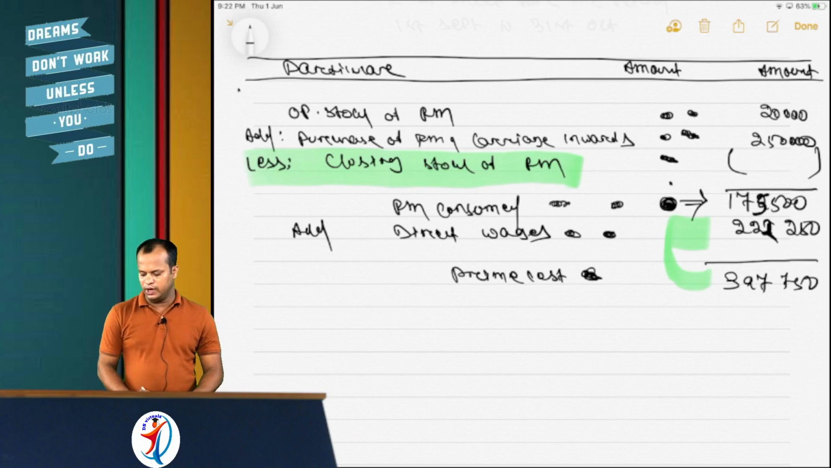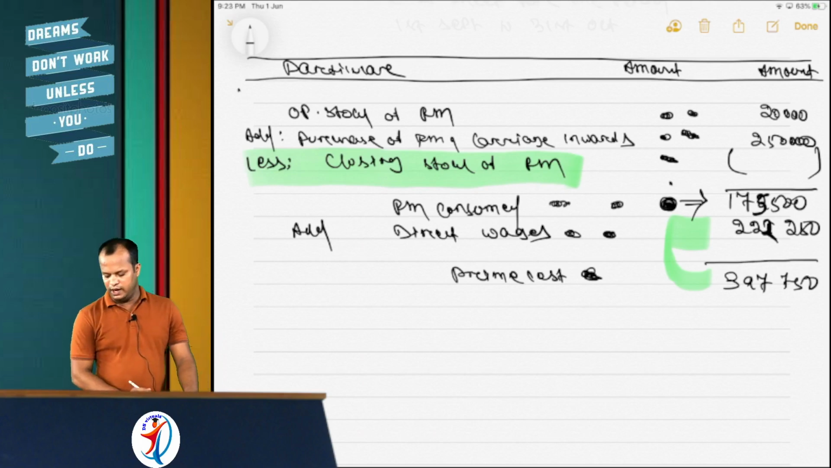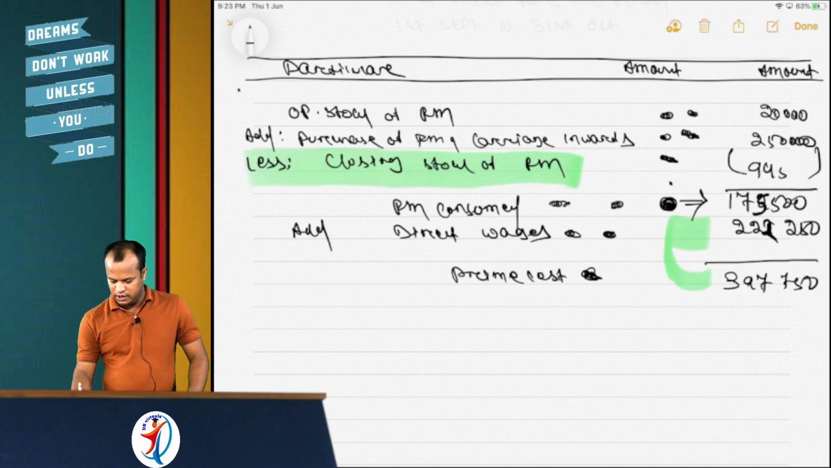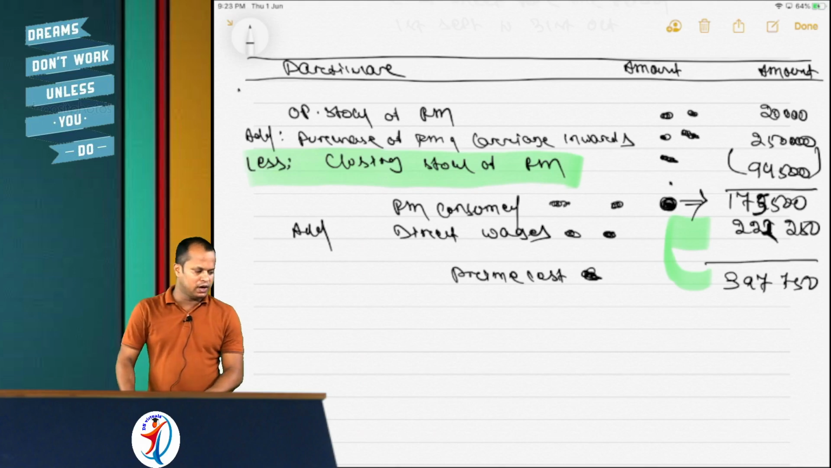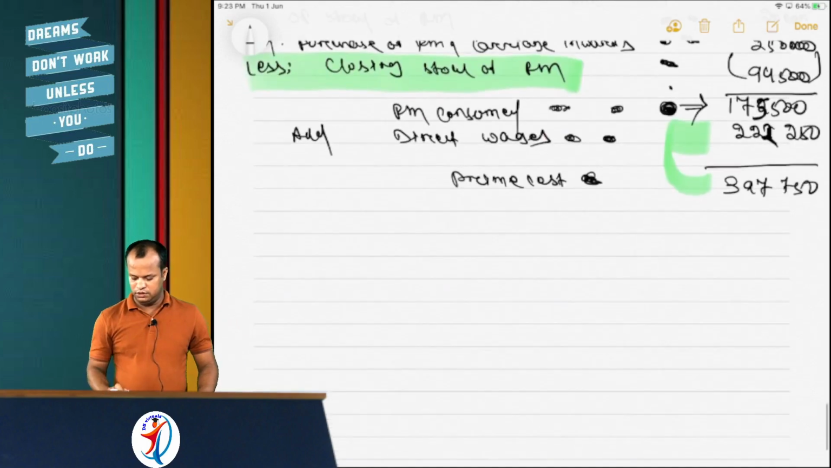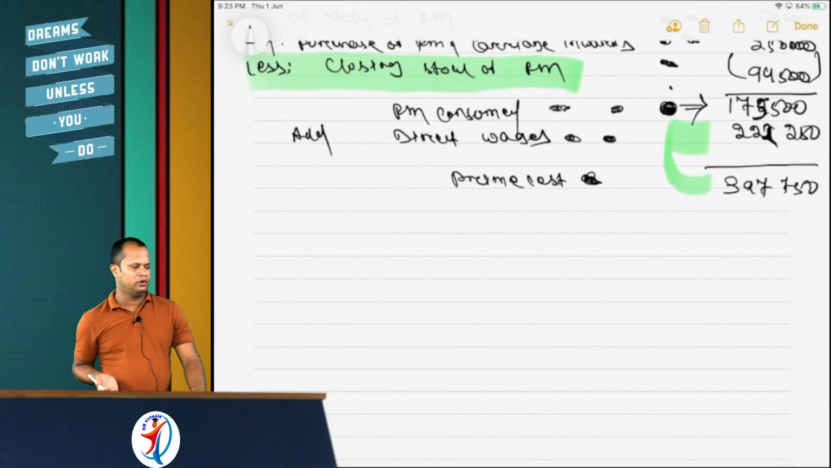So 3,97,750 minus 2,22,250. The result is 1,75,500. Now 1,75,500 minus 20,000 minus 2,50,000. The result is 94,500. Okay, we got closing stock of raw material. Now we are at the point of prime cost. So we will go ahead from prime cost.